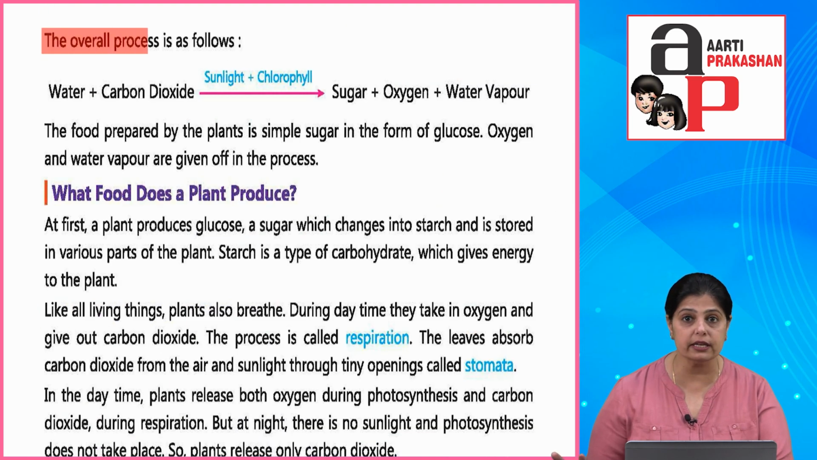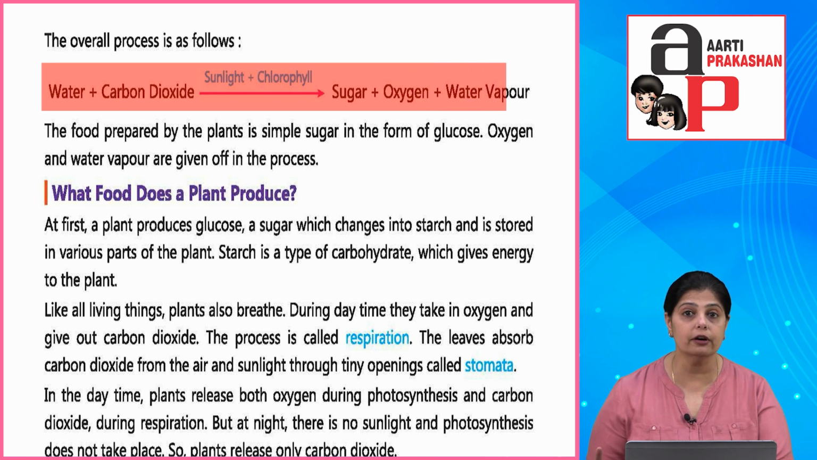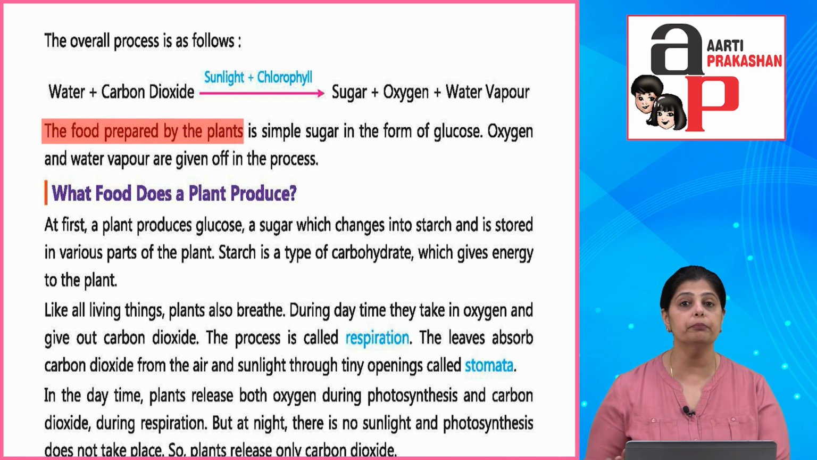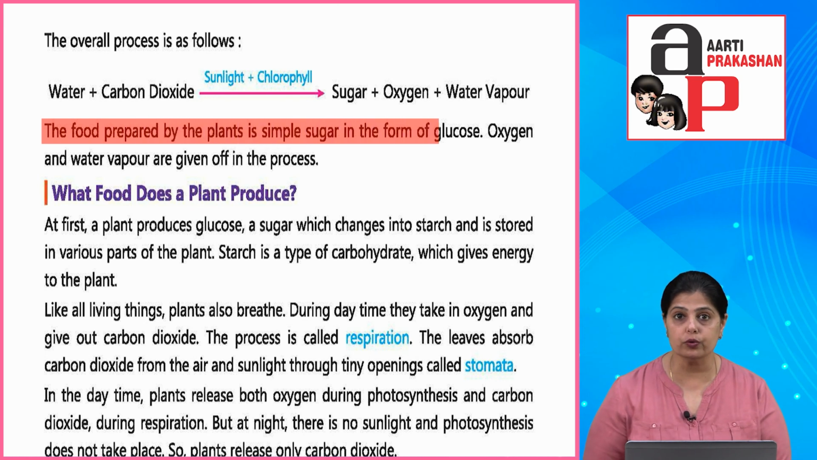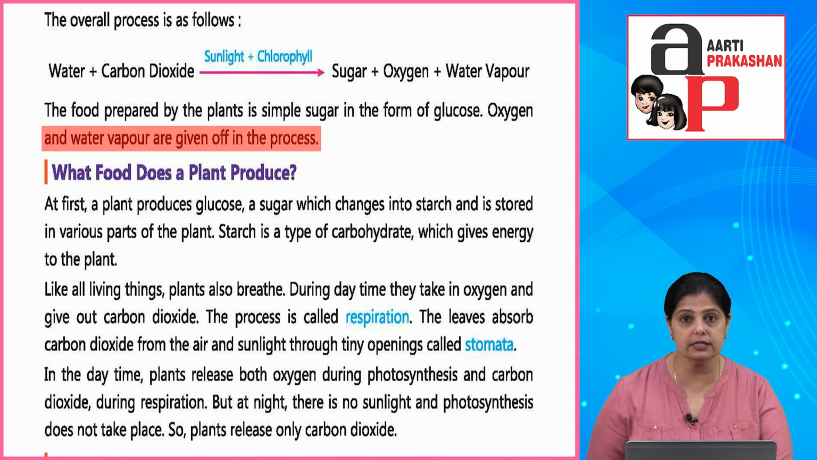Now, the overall process is as follows. Water and carbon dioxide together, in the presence of sunlight and chlorophyll, give sugar plus oxygen plus water vapor. Okay, so the food that is prepared by the plants is simple sugar in the form of glucose. Oxygen and water vapor are given off in the process. So the food prepared by plants is simple sugar, in the form of glucose, and oxygen and water vapor are given off in this process.